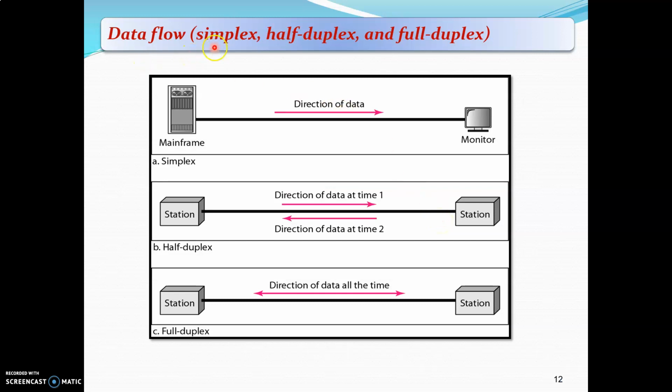Next is the data flow. Here data flow has 3 modes: simplex, half duplex and full duplex. Simplex is a unidirectional flow of data, either sender to receiver or receiver to sender. Next is half duplex. Here, station to station, data goes sender to receiver or receiver to sender, but at different times: the direction of data at time 1 differs from the direction at time 2, for example receiver to sender. The third one is full duplex. It is bidirectional, so data flows in both directions all the time.